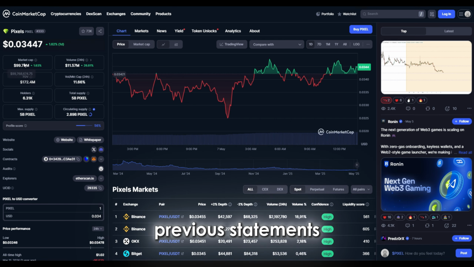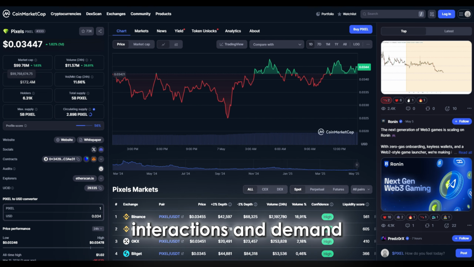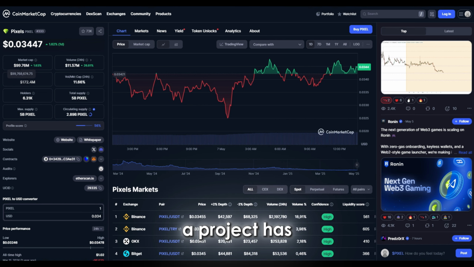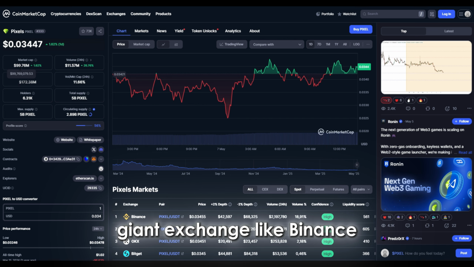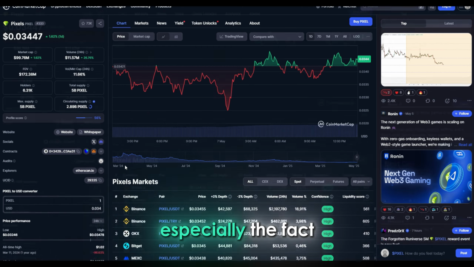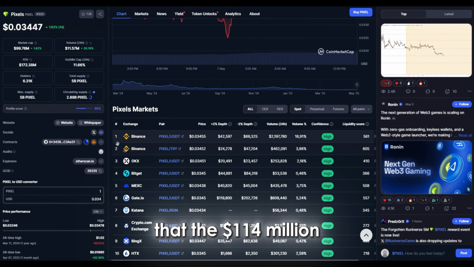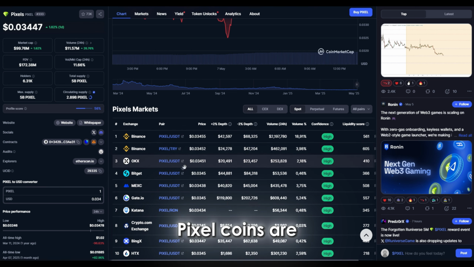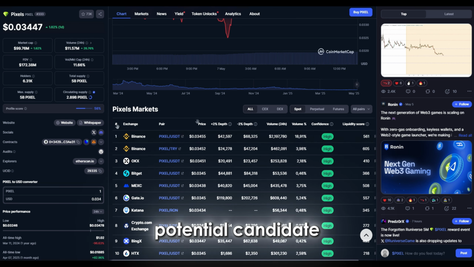According to Binance's previous statements, the more users, interactions, and demand a project has, the more likely the exchange is to list it. Accordingly, it is theoretically possible for ZBCN to be listed on a giant exchange like Binance with a market capitalization of $140 million today. Especially the fact that the $114 million ARKM and $99 million Pixel coins are listed on Binance supports that ZBCN could also be a potential candidate.